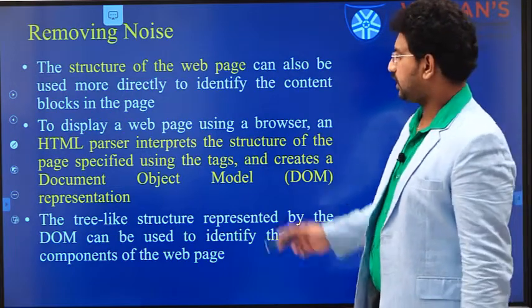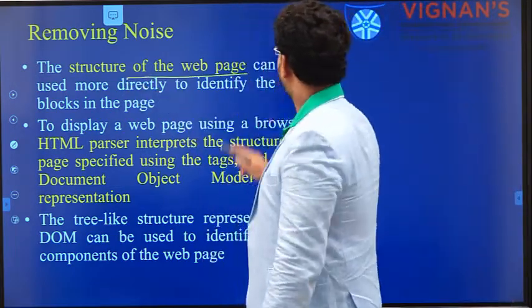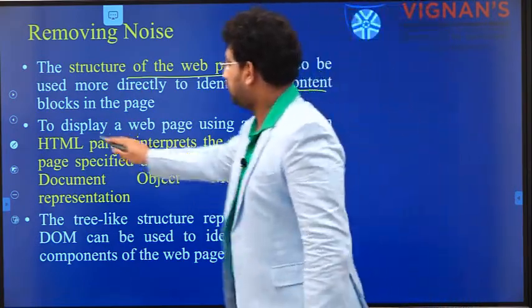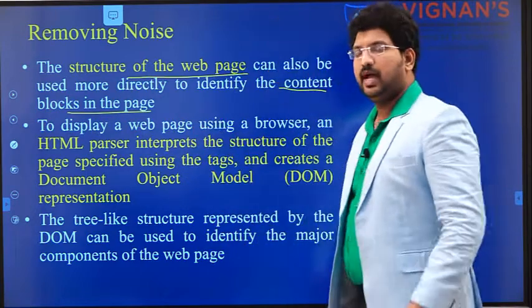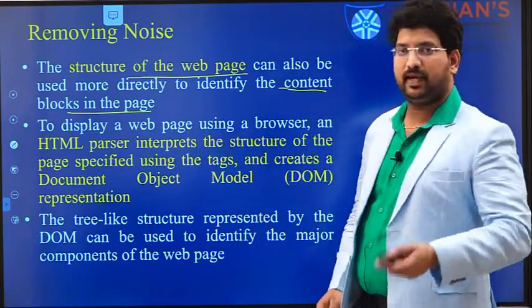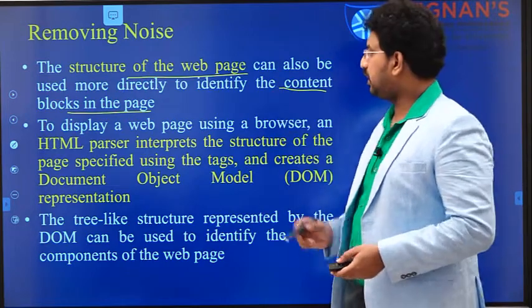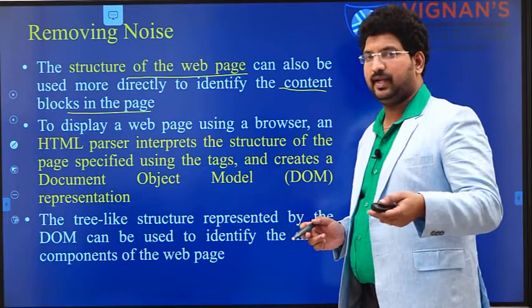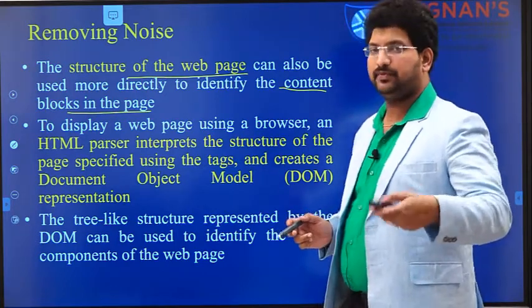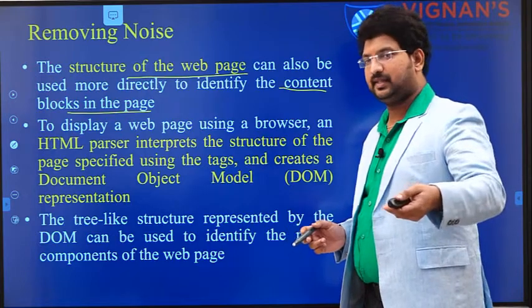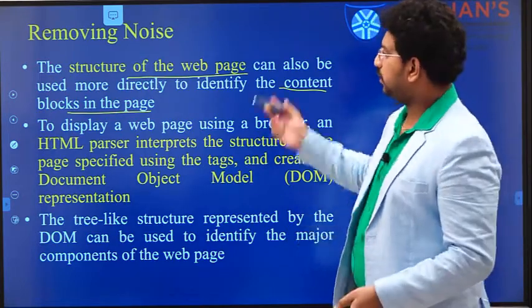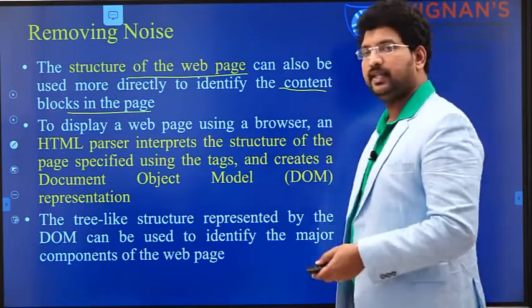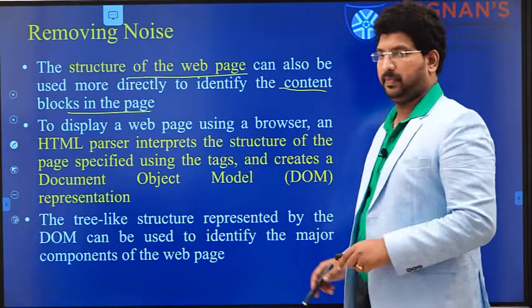That one more technique is that the structure of the web page can also be used more directly to identify the content blocks in the page. So you also have the chance to identify the content blocks using the structure of the web page. These are the two main techniques. We identify the content where fewer HTML tags are there, and you can also use the structure of the web page more directly to identify the content blocks.